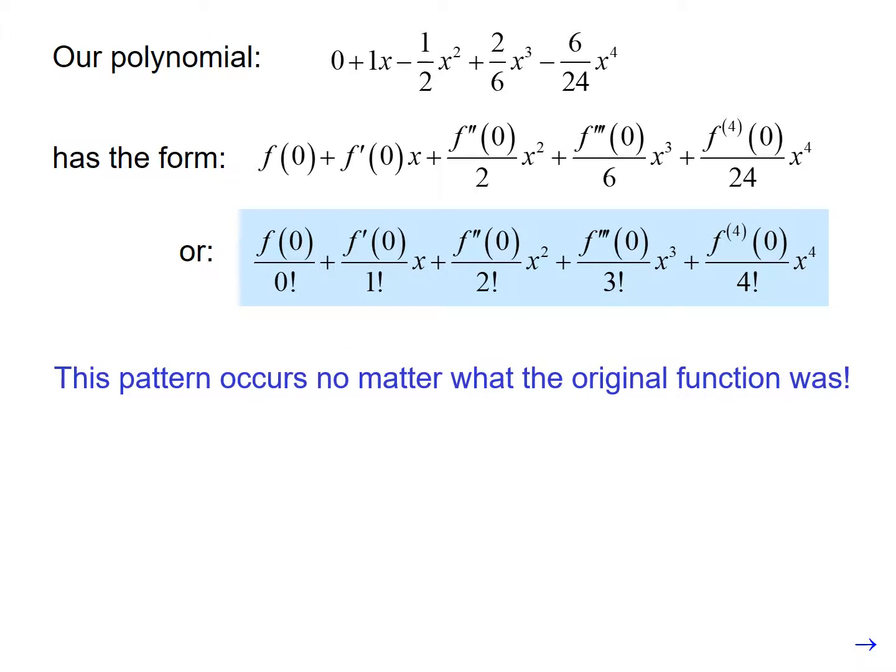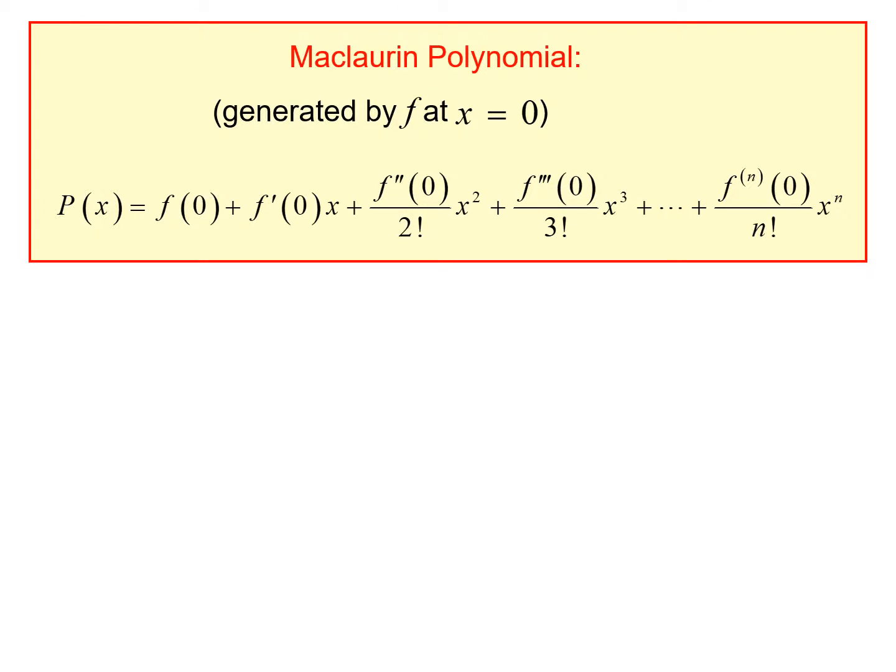And notice some patterns here. We see some common numbers showing up. We have f over 0 factorial, and there's no x there, which would be x to the power of 0. We have the first derivative over 1 factorial times x to the power of 1. The second derivative over 2 factorial times x to the power of 2, and so on. This pattern occurs for all functions, so we can formalize this, and we call this a Maclaurin polynomial. A Maclaurin polynomial is always generated with x equals 0, and it always has this form.